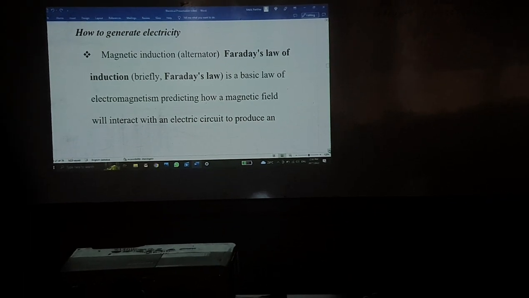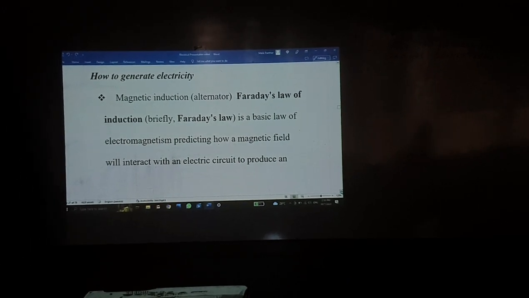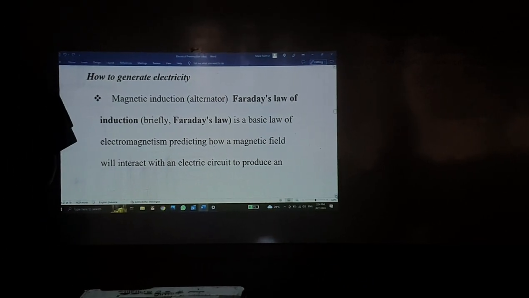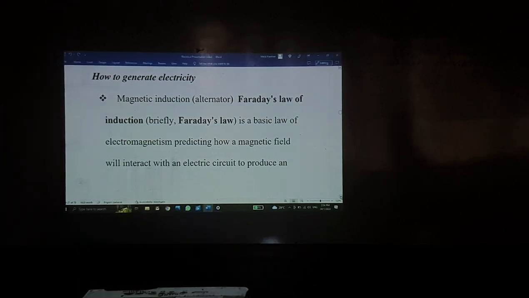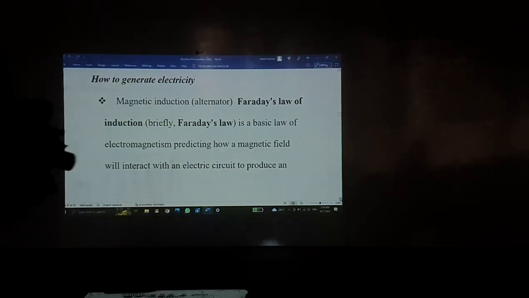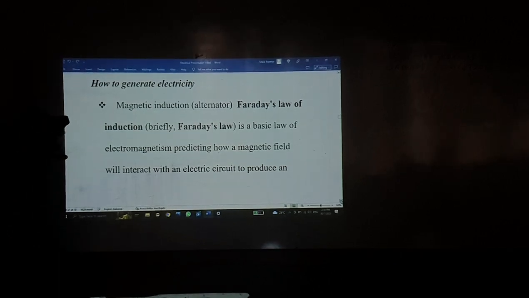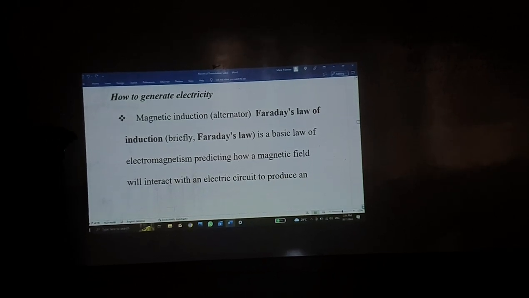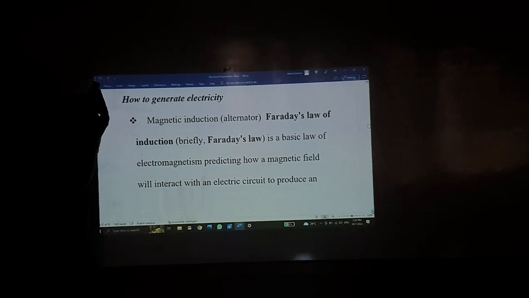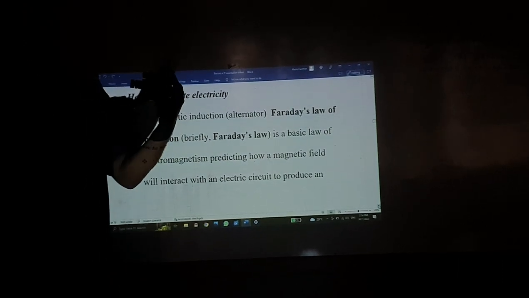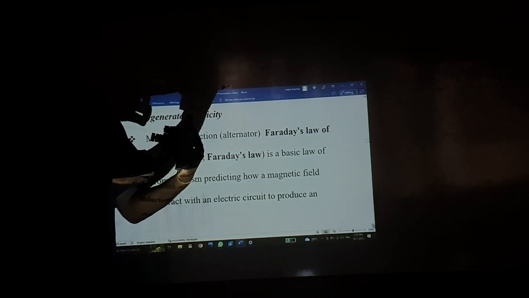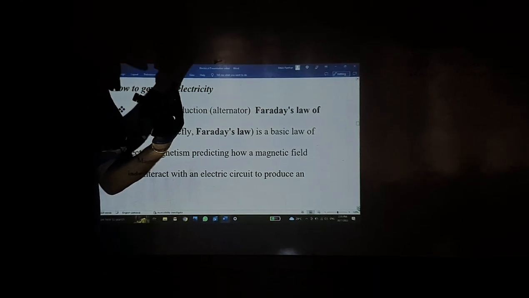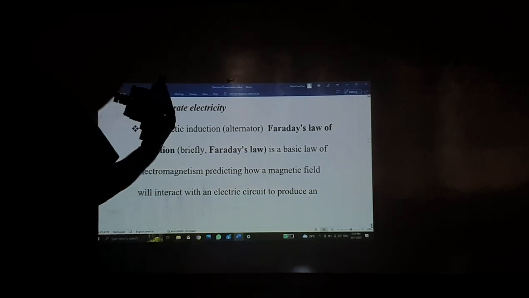One of the most common, popular ways of generating electricity is a process that we call magnetic induction. Before we go on to the theory, this is a disassembled alternator that we have right here. This will be the magnetic pole. And whenever this magnet turns within the coil winding, electricity is generated.